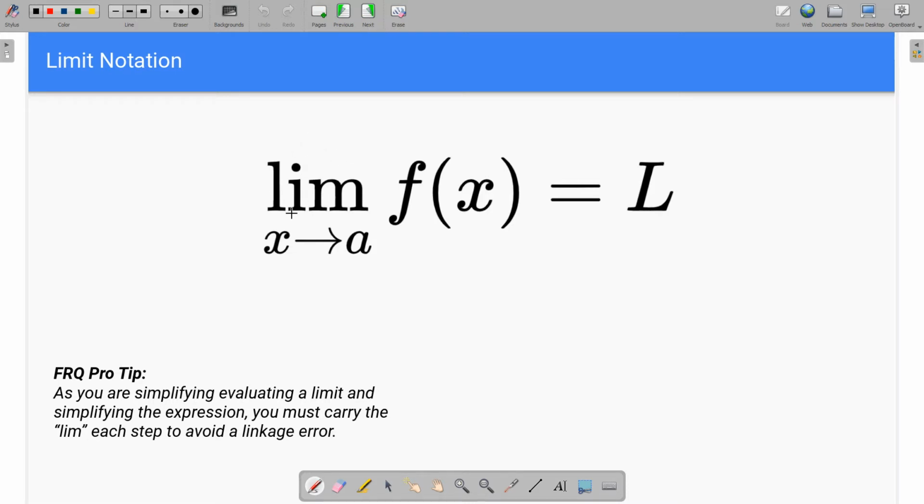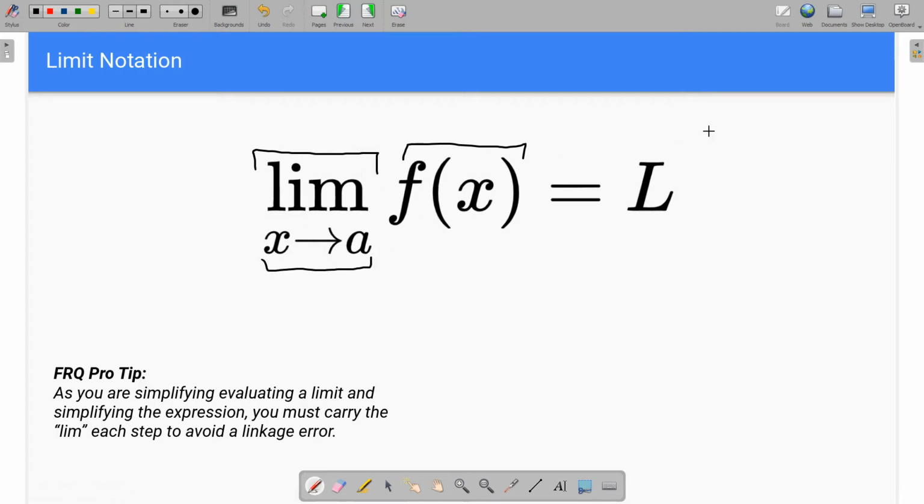So we have the limit of f of x as x approaches a is equal to L. That's how we say this out loud. So let's break this down. LIM is just short for limit, okay? And what it's saying is the limit. It's asking us what's happening at f of x when x gets really close to some a value. Okay, so these are the three big parts on the left-hand side.